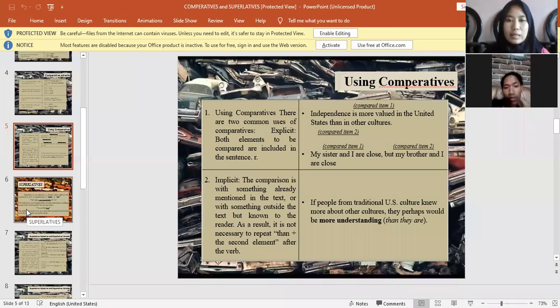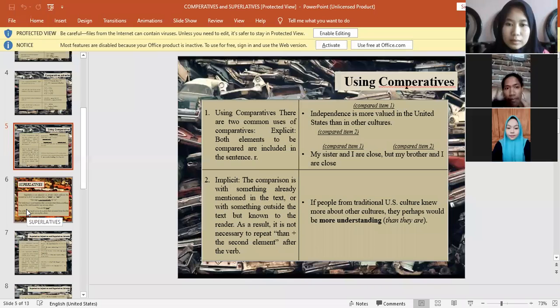The second is implicit. The comparison is with something already mentioned in the text or with something outside the text but known to the reader. As a result, it is not necessary to repeat than and the second element after the verb. For example, if people from traditional US culture knew more about other cultures, they perhaps would be more understanding.